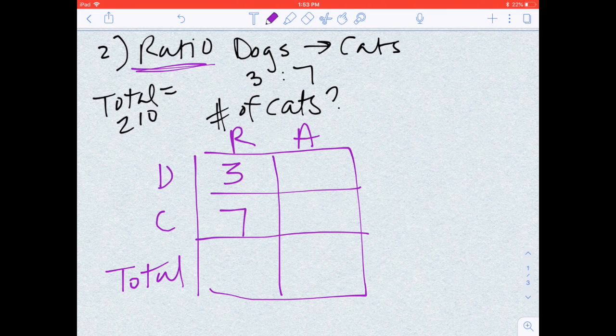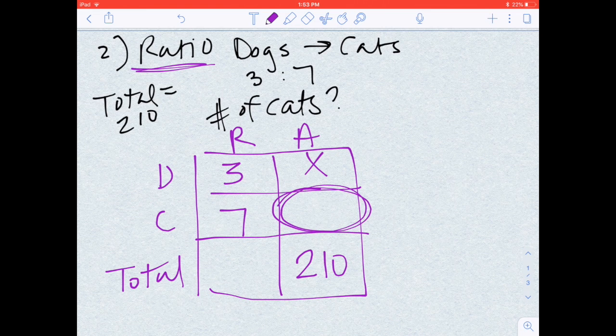I know my total for my actual is 210. I'm trying to figure out this number right here. I don't care about this. It doesn't ask me what my number of dogs is, so I don't need to worry about that. Whenever I have a problem like this, I'm going to have to set up fractions.